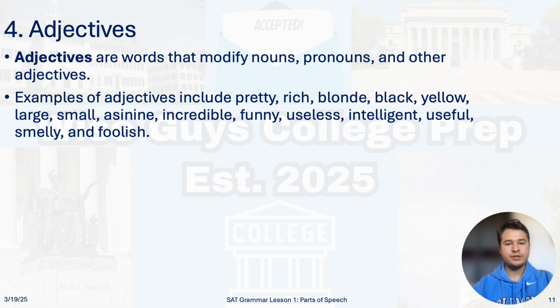The fourth part of speech is the adjective. Adjectives are words that modify nouns, pronouns, and other adjectives. Examples of adjectives include pretty, rich, blonde, black, yellow, large, small, asinine, incredible, funny, useless, intelligent, useful, smelly, and foolish.